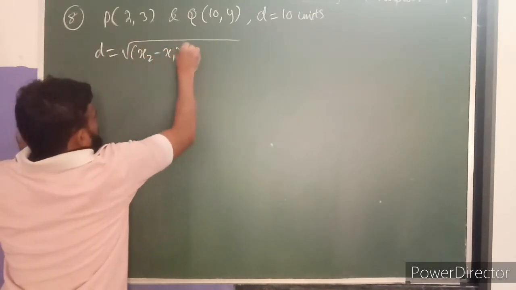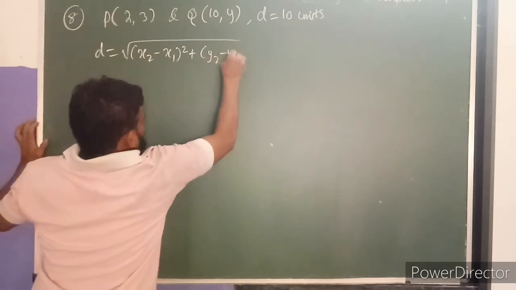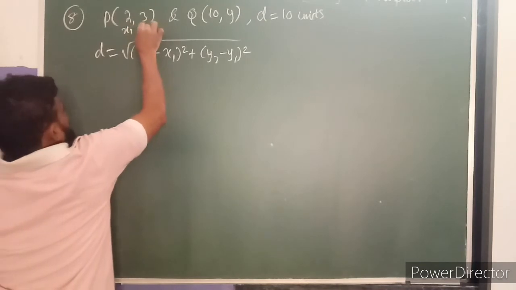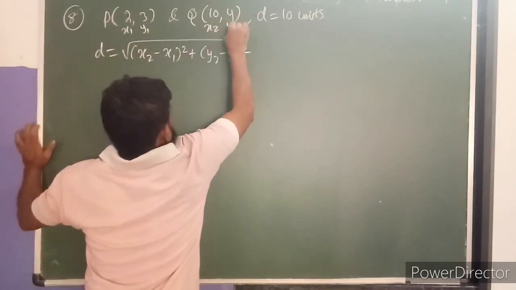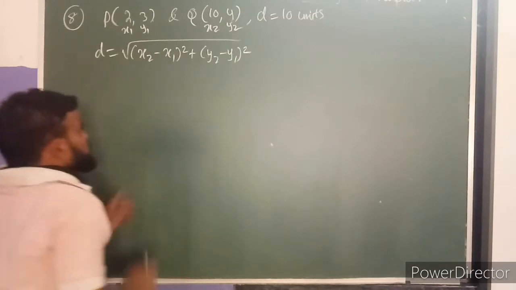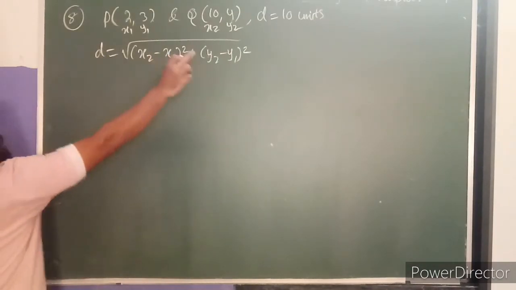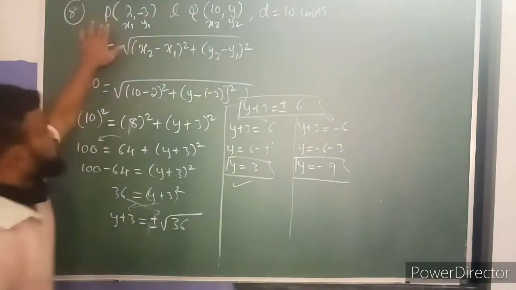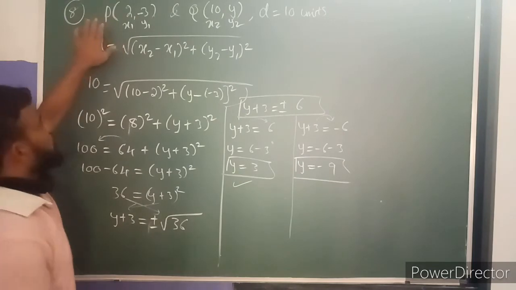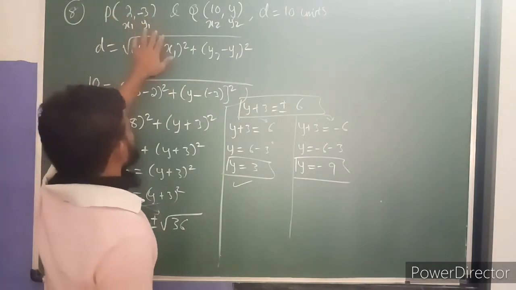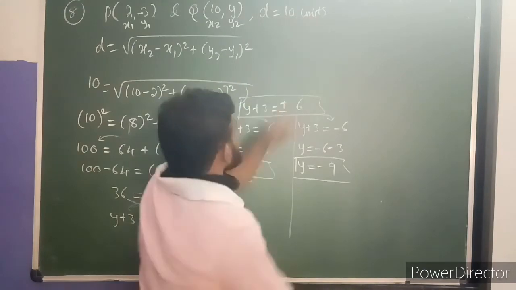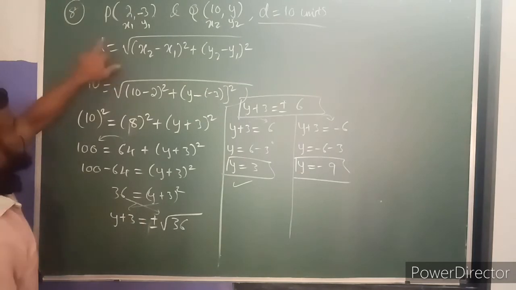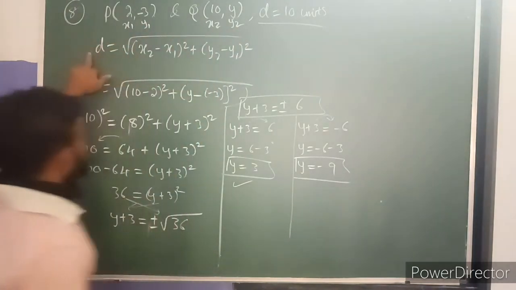x2 minus x1 whole square plus y2 minus y1 whole square. This is x1, y1, x2, y2. Right? So here, according to the question, d is given as 10. So the p value will be there: x1 is 2 comma minus 3 and the q value, and the distance is given. The d is equal to 10 square units. Now here the distance formula, this is x1, y1, x2 and y2. The distance formula we have taken.